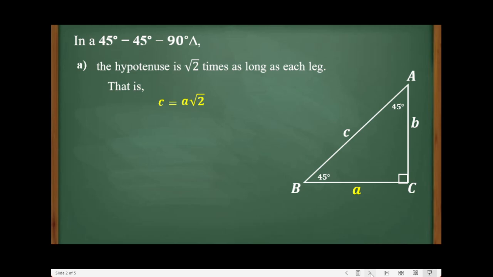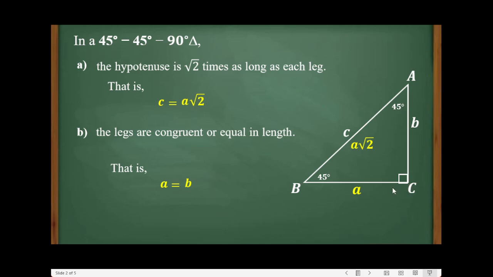So it means this length, which is denoted by small letter C, is also equivalent to A square root of 2. Now for our second property, in this right triangle, the legs are congruent or equal in length. Meaning these two sides that form a right angle are equal in length. Mathematically speaking, that is A is equal to B. Meaning this length is also this length, and they are equal.